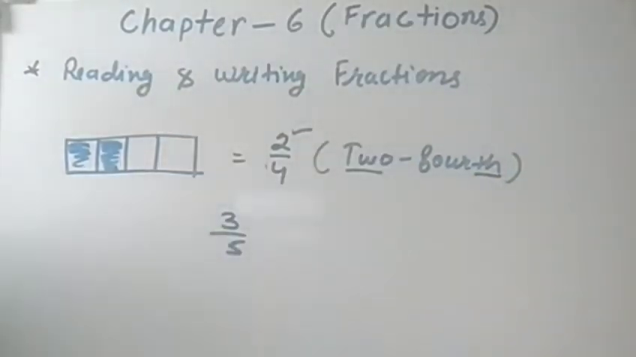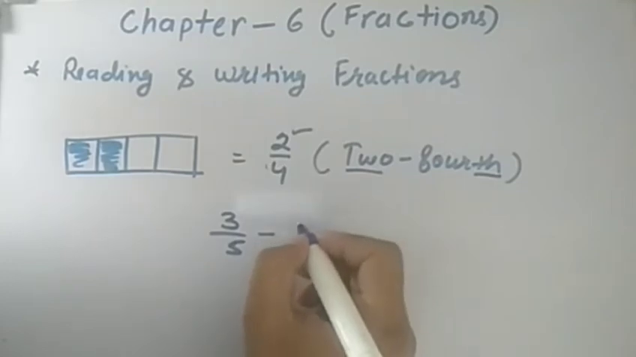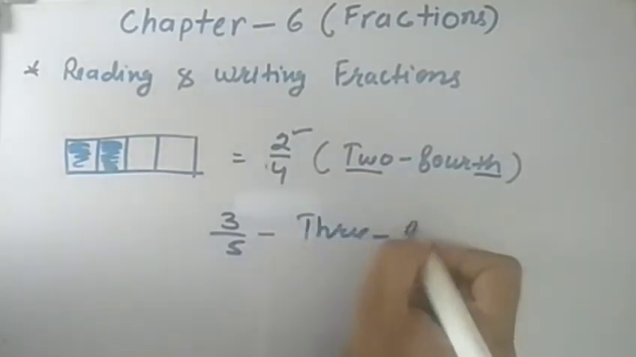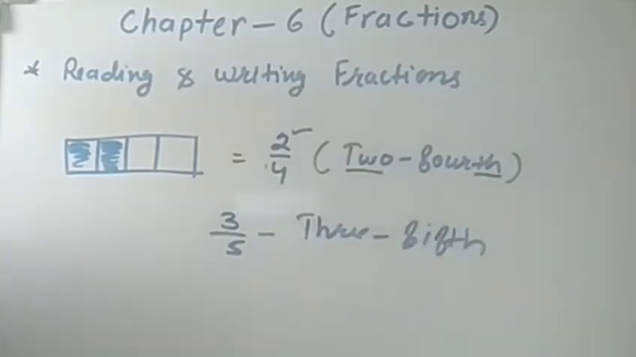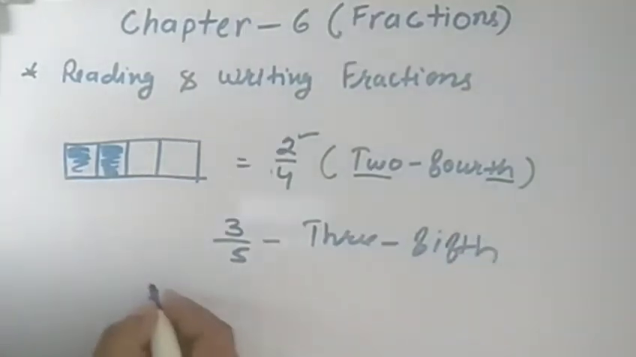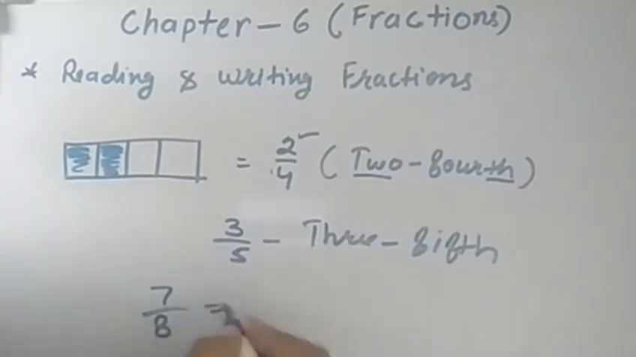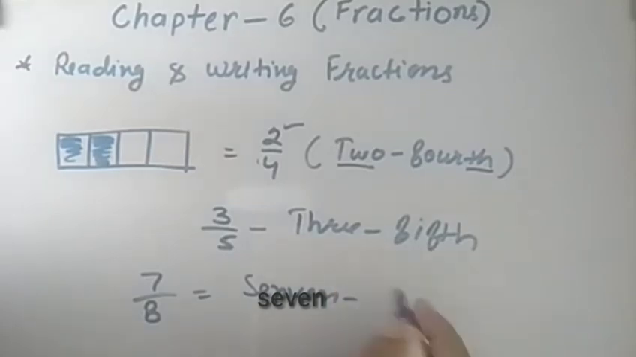If the fraction is 3 upon 5, then we will read it 3/5. If the fraction is 7 upon 8, then we will write 7, the first number as it is, and the total number with the th, eighth. So in this way we can write or read the fraction.